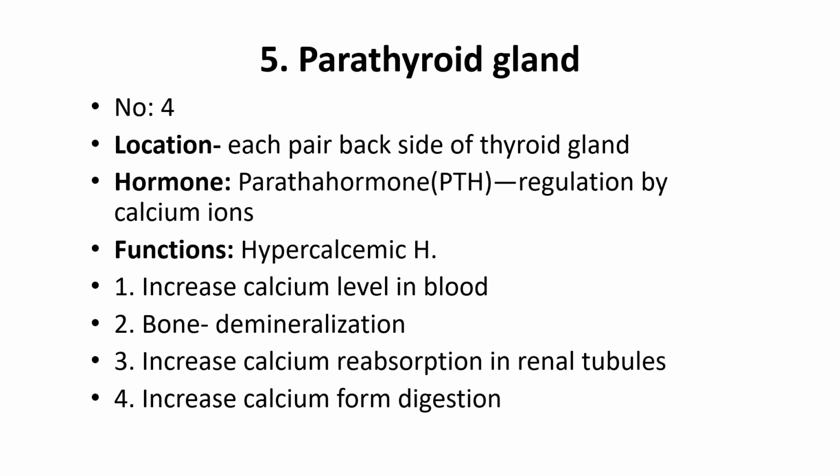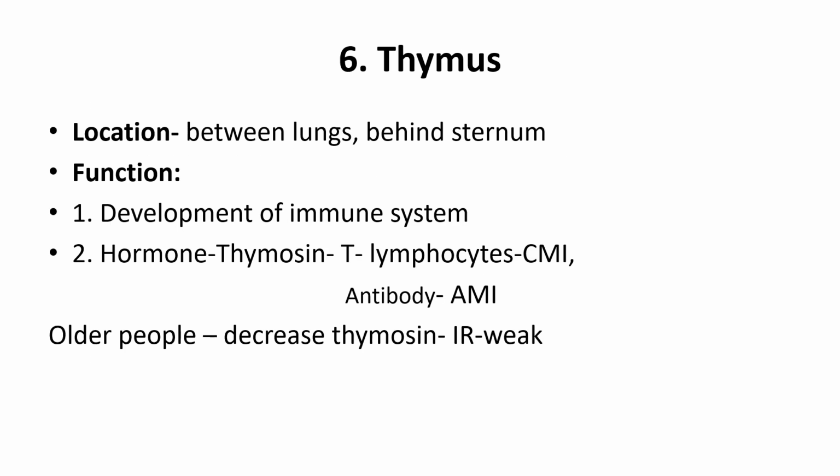The fifth gland is the parathyroid gland. They are 4 in number, located in pairs at the back of the thyroid gland. The hormone secreted by the parathyroid gland is parathormone or PTH, which regulates calcium ions. Parathormone acts as a hypercalcemic hormone. It increases calcium level in the blood by bone demineralization, increased calcium reabsorption in renal tubules, and increased calcium absorption from digestion.